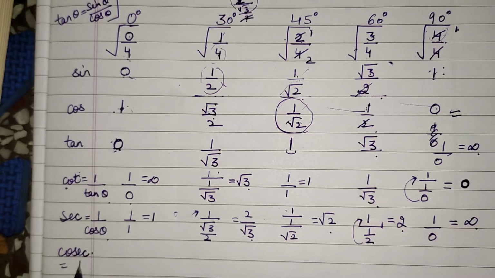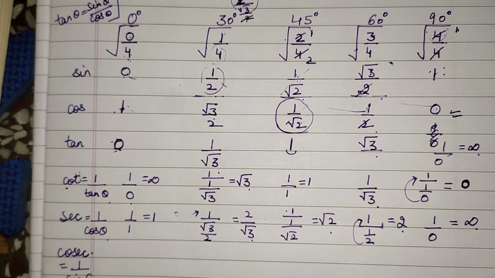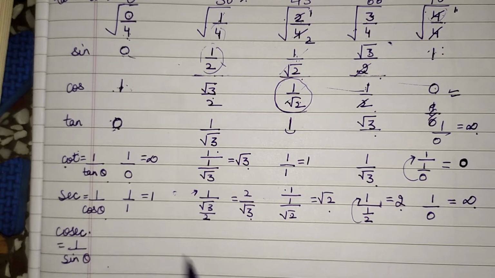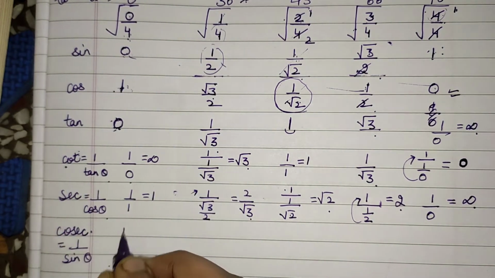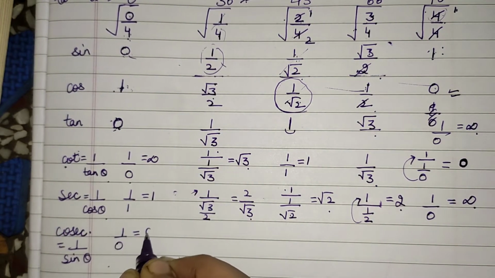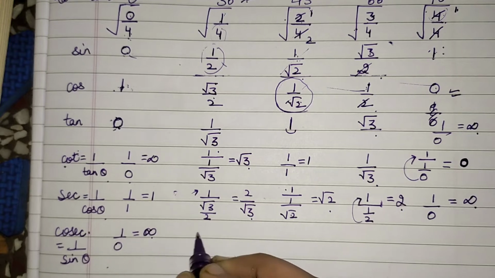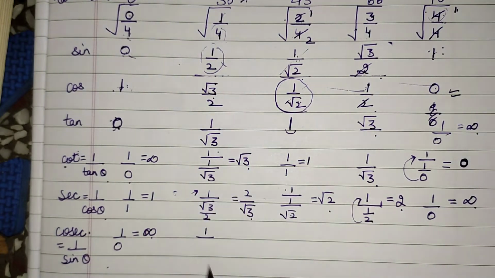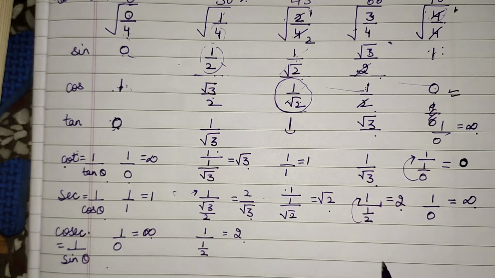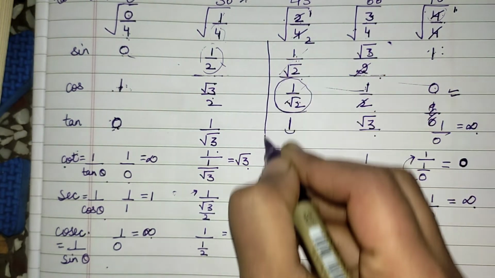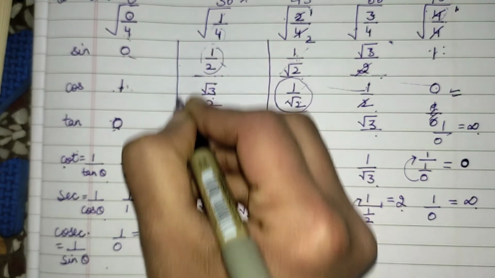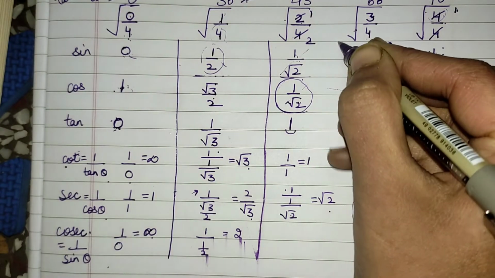Next, cosec theta is equal to 1 by sin theta. Sin theta is my 0, so 1 by 0 will be equal to infinity. Then 1 upon 1 by 2 will become equal to 2. So I am going to draw a line in between so that you can see the values clearly.